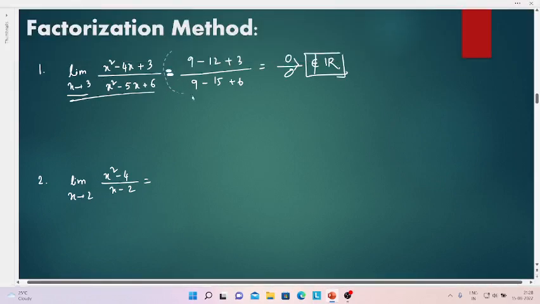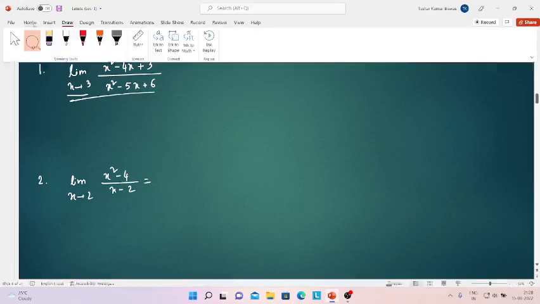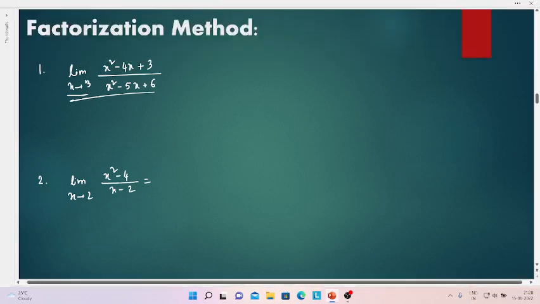So in this particular slide, we'll learn about what the factorization method is. Factorization method basically means we have to factorize the given function into two parts. Here we have already learned about what a quadratic equation is. So limit x tends to 3. I'm just writing this as it is, and the numerator can be written as x minus 3 times x minus 1.